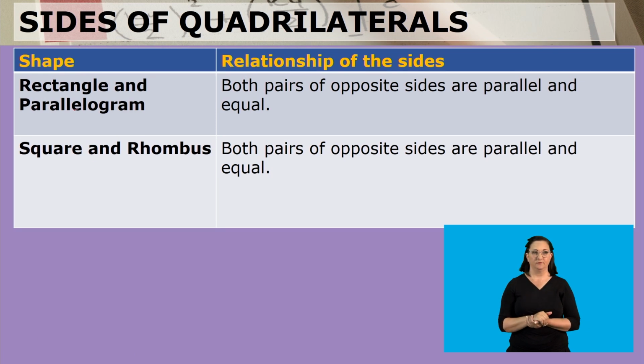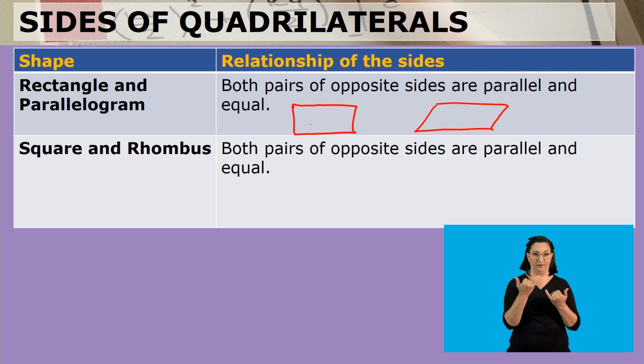Let's first look at the rectangle and a parallelogram. Both pairs of opposite sides are parallel and equal. When I have drawn these two figures here, that side and that side would be opposite and they will be parallel, so I can use that sign, and that sign means they're equal. And look at those longer sides, they are opposite and parallel, so I'll use a double arrowhead.